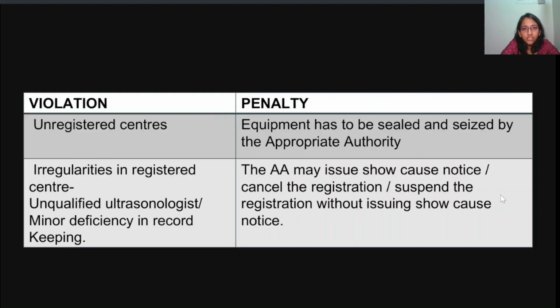Unregistered centers' equipment can be sealed and seized by the appropriate authority. Any irregularities in a registered center, like any unqualified ultrasonologist or any minor deficiency in record keeping, if they get to know, they may issue a show cause notice. They may cancel or suspend the registration without issuing a show cause notice. So this can be done. An unqualified ultrasonologist is also a minor offense, and a minor deficiency in record keeping, that is, if you have not kept Form F or filled it properly and completely, comes under a minor offense.